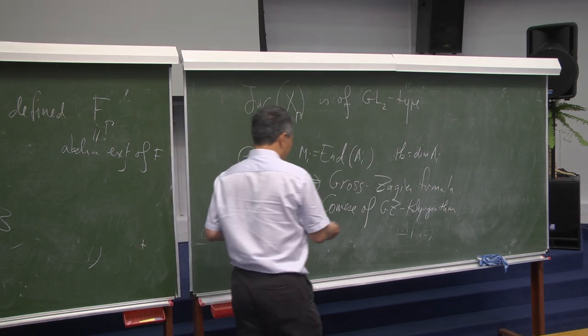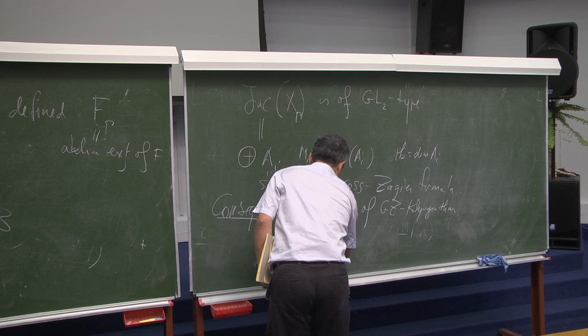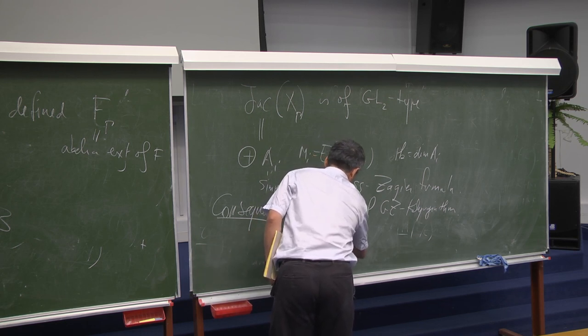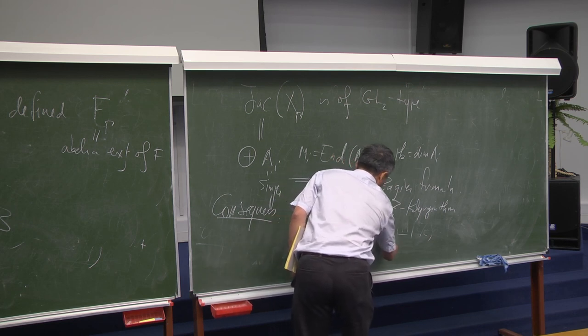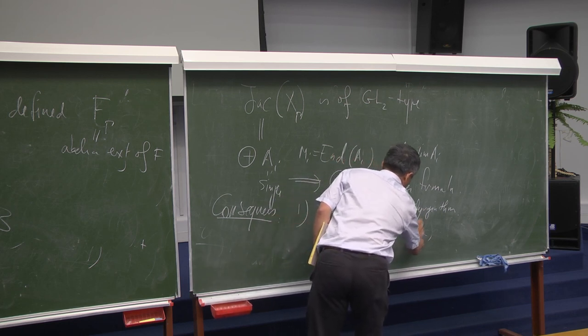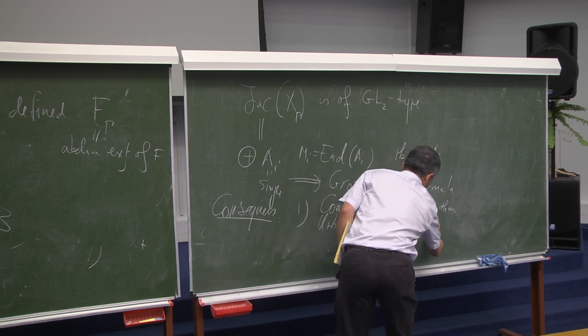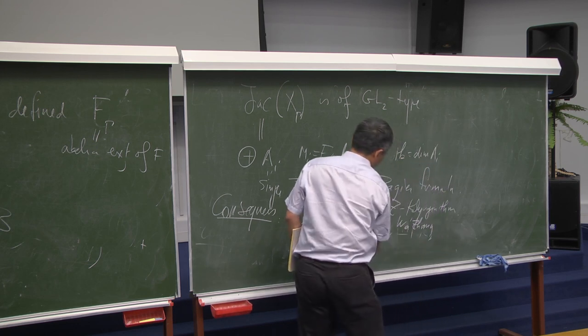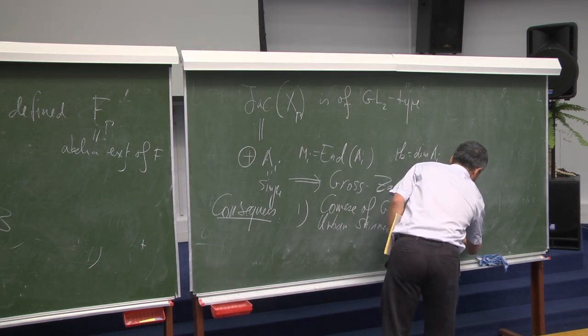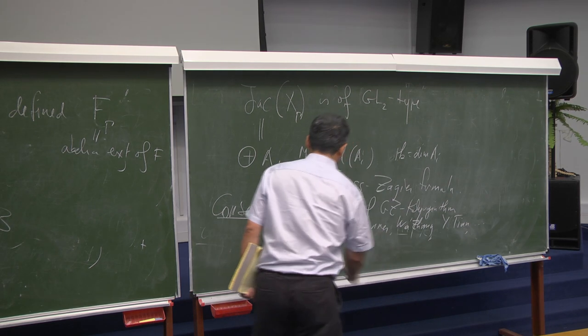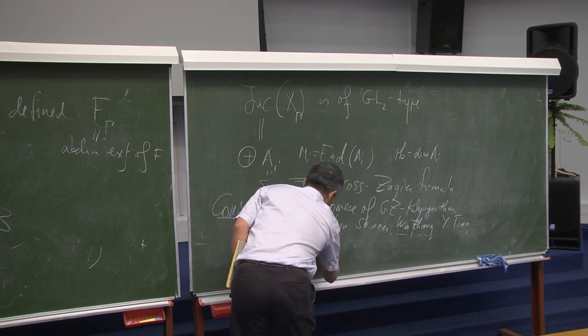You can do it this way. So this is by many people, I mean, Skinner, Urban, Wei Zhang. And this is for the non-CM case. For the CM case, there's Ye Tian. Then many other things. The second question is the congruent number problem.